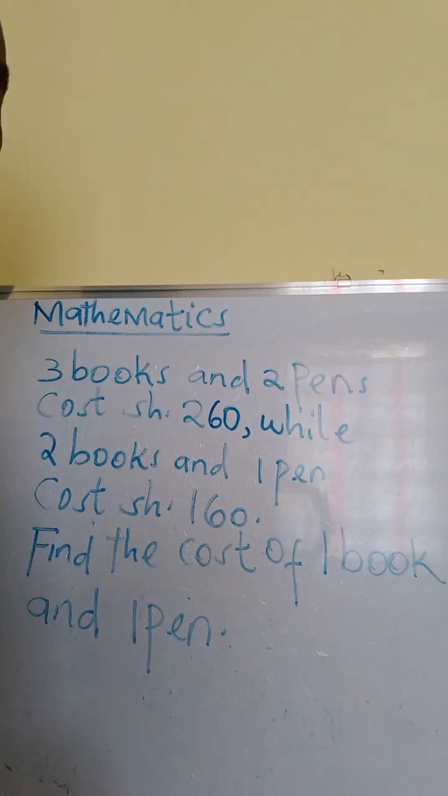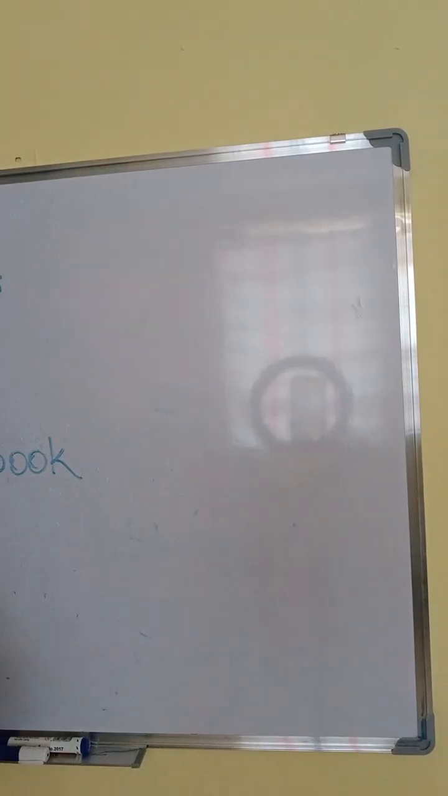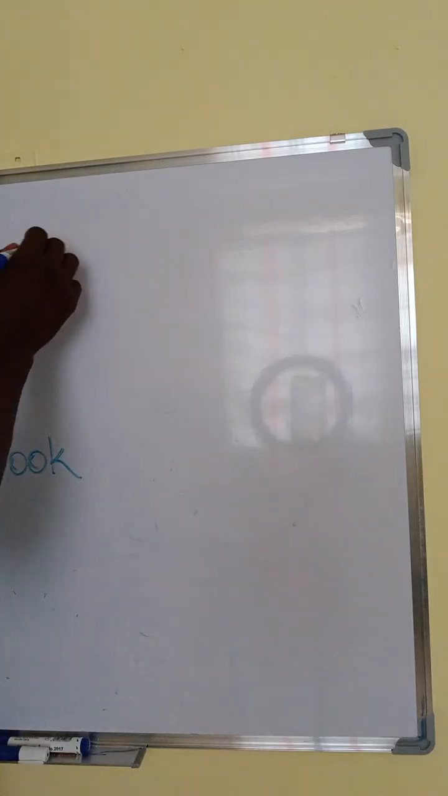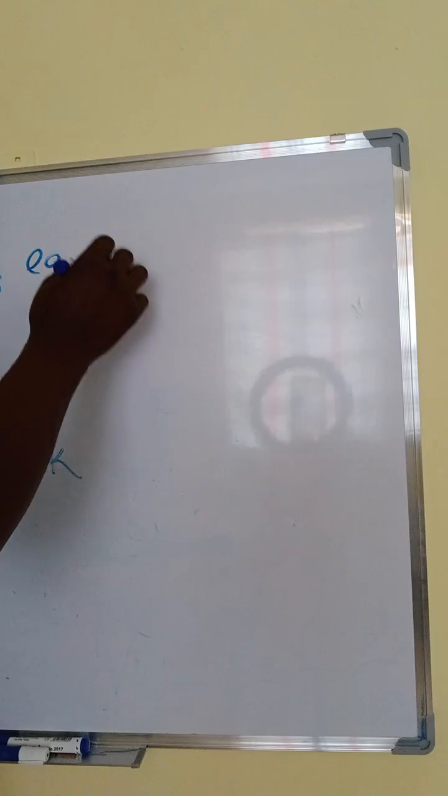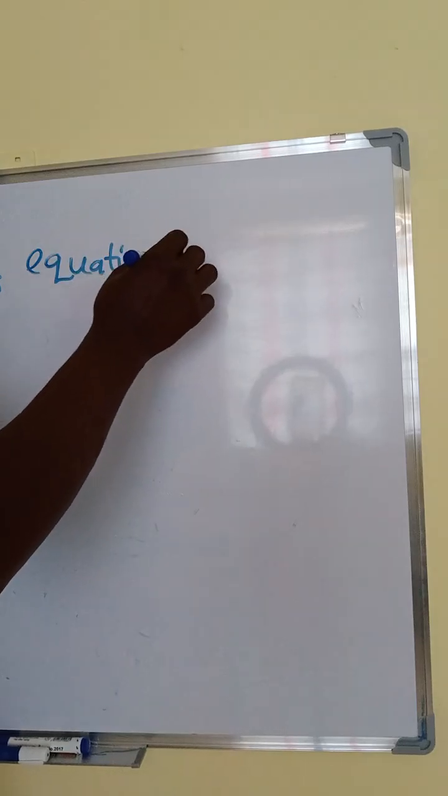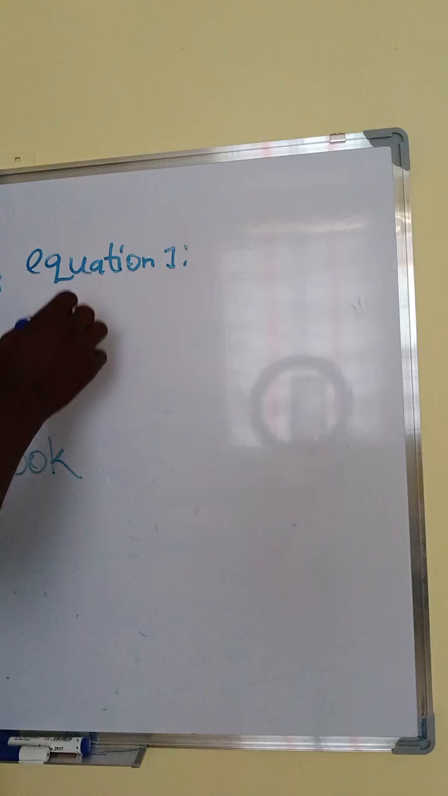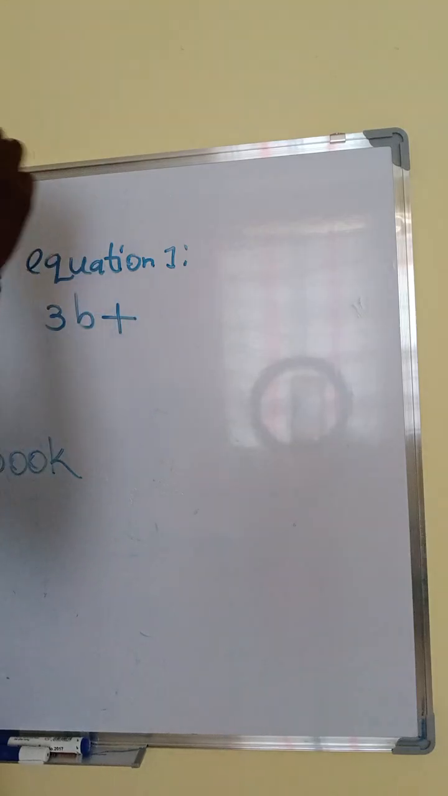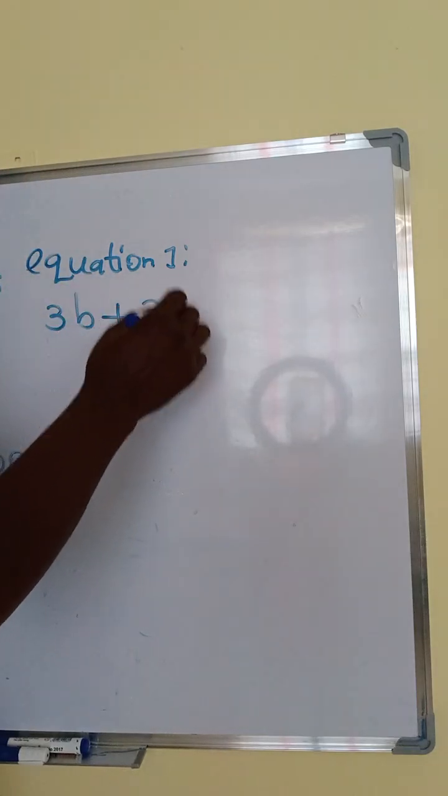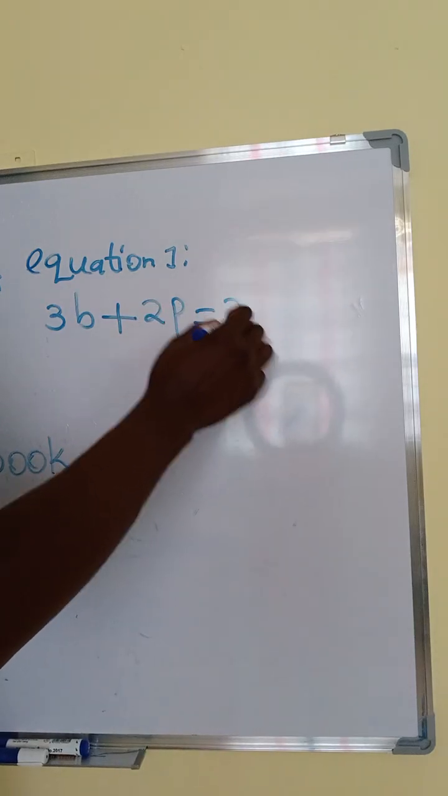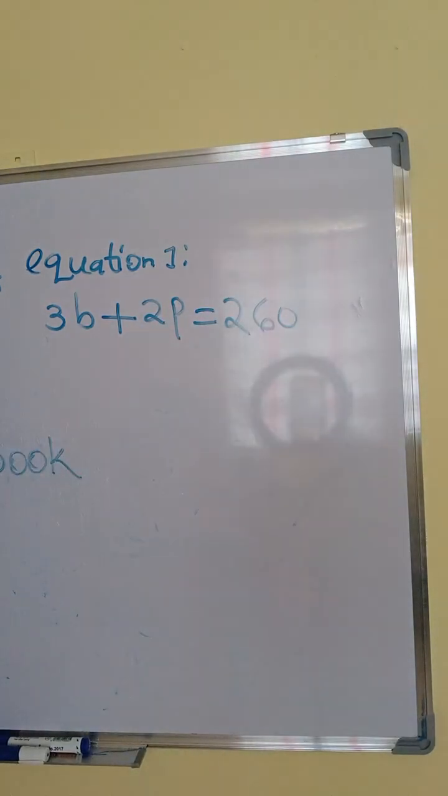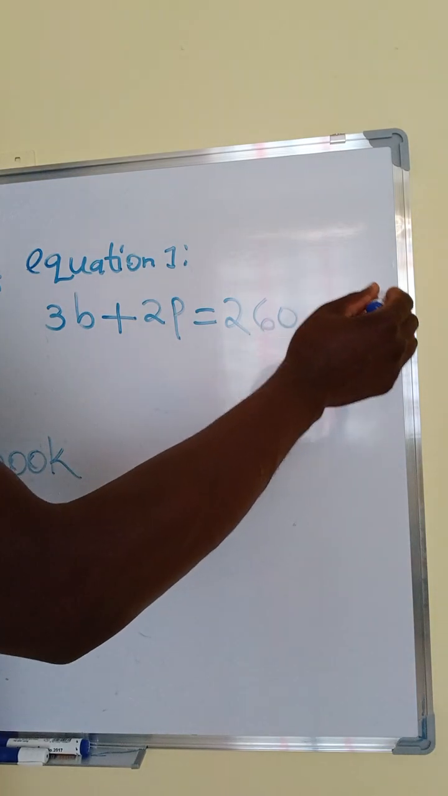Method, procedure. So first you need to create the equation. How do you create the equation? Equation 1: you'll say 3 books and 2 pens cost 260 shillings. Now we have our equation 1. You name this as equation 1.